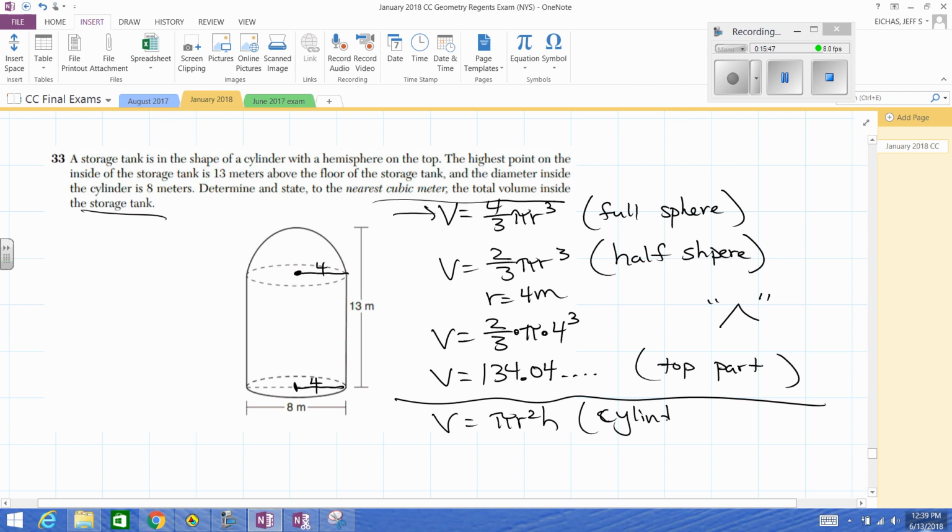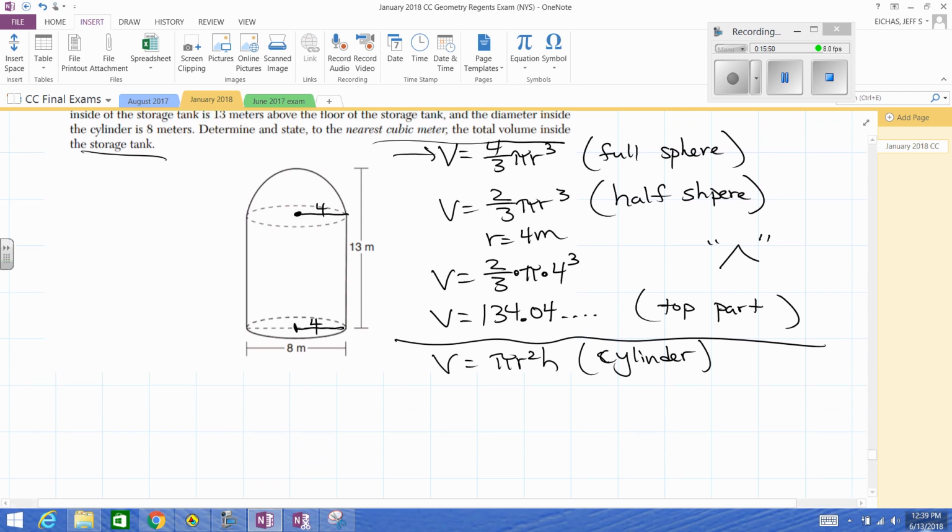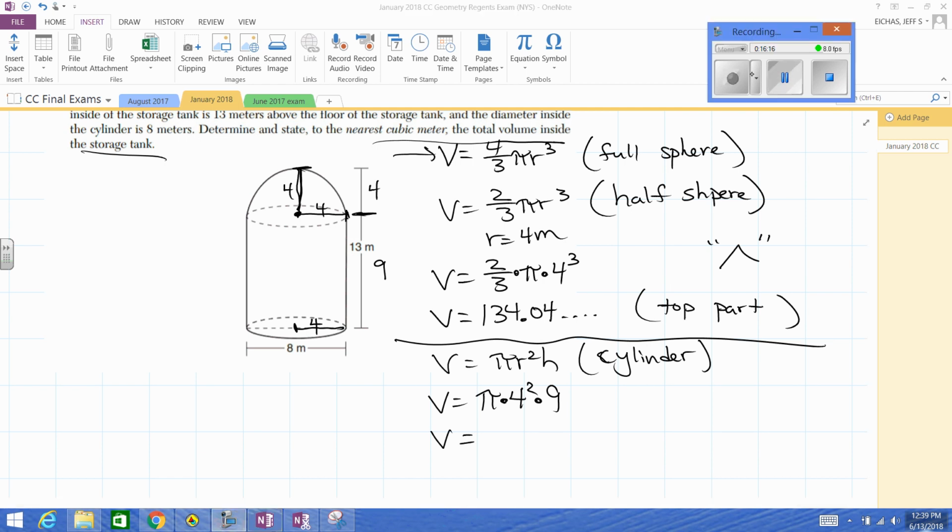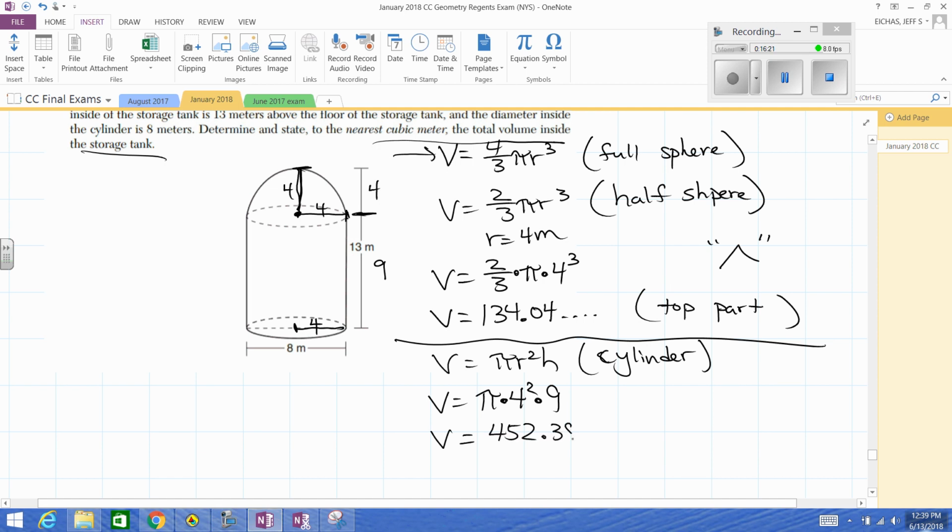It's a full cylinder. There's some tricks though. We don't know the height. Don't use 13. Okay, the height of the cylinder is only 9. The reason? From here to here, right? If the radius from here to here is 4, the radius from there to there is 4. So the height is going to be 9. The radius is still going to be 4. So go ahead and get what that is. Okay, my calculator is giving me 452.389.